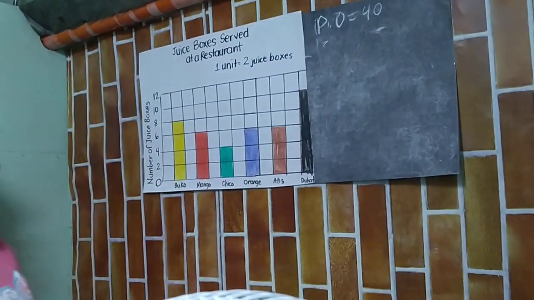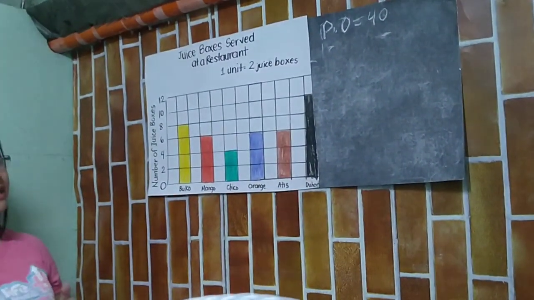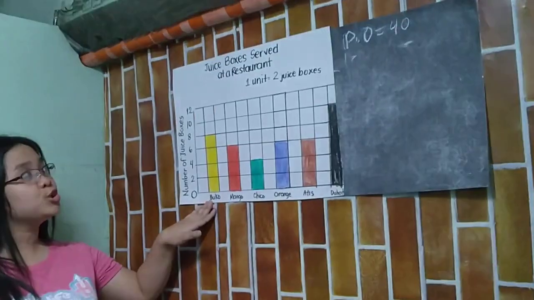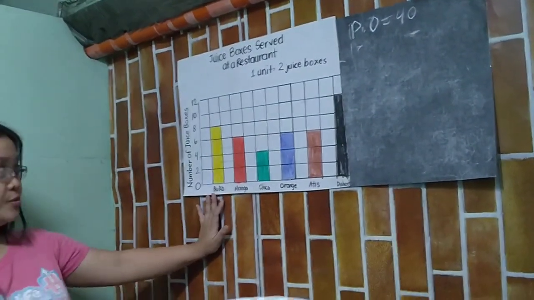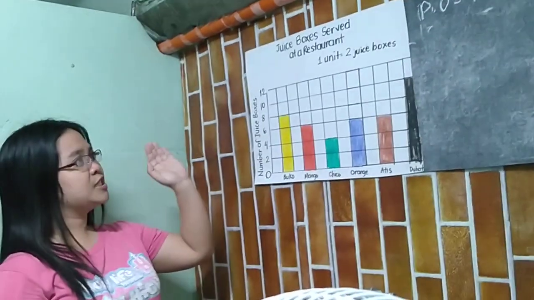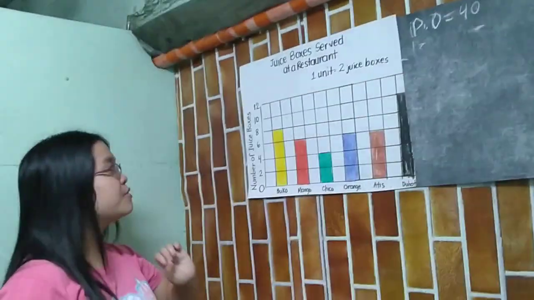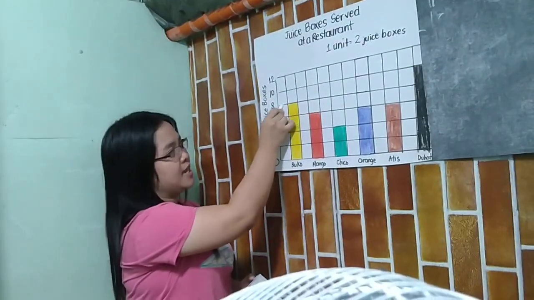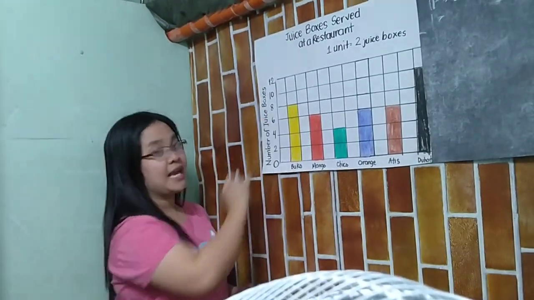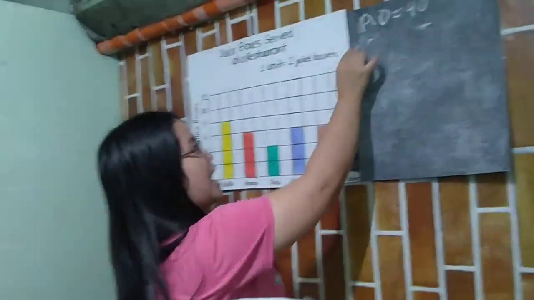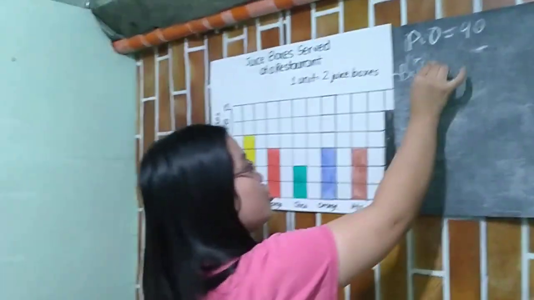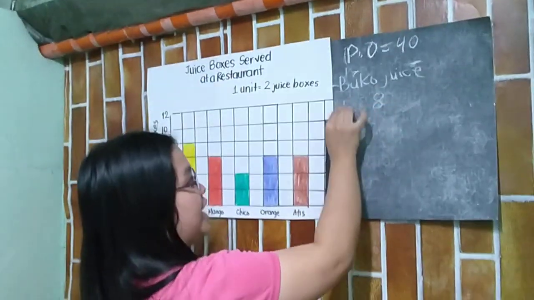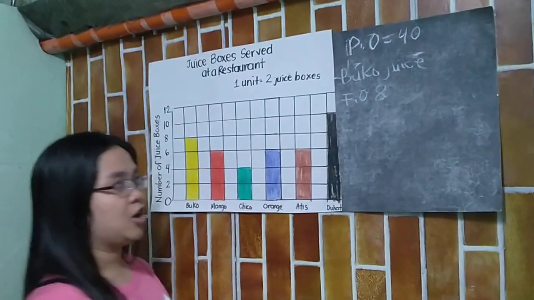Now, let's start off with buko juice. What is the probability of getting or picking a buko juice in the restaurant? Okay? So our possible outcome is 40. How about its favorable outcome? Take a look at this one. Buko juice has 8. So our favorable outcome for buko juice is 8. That will be our favorable outcome.